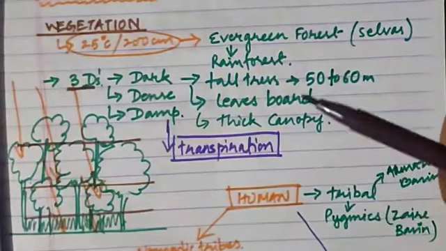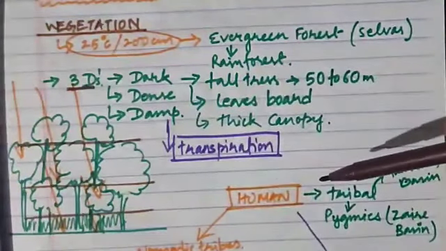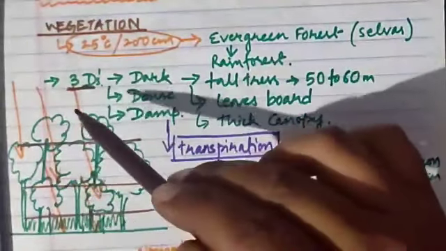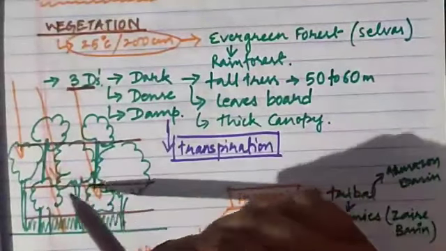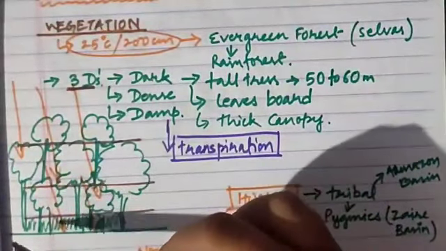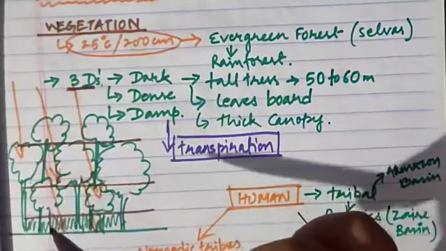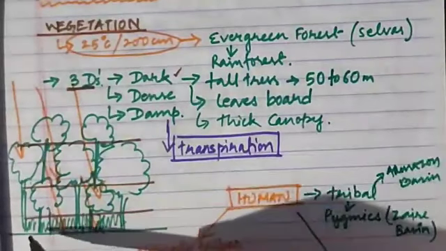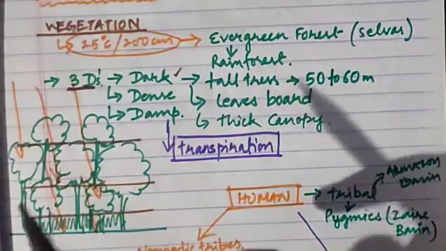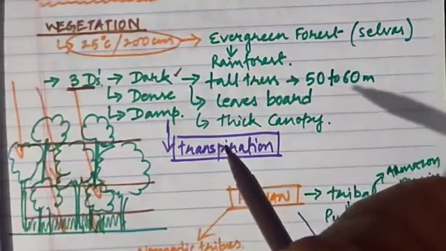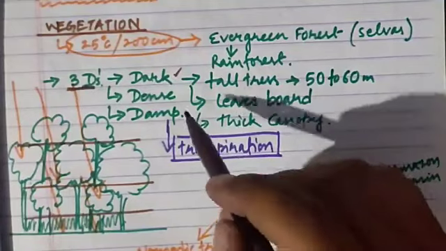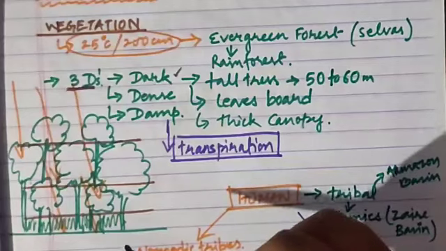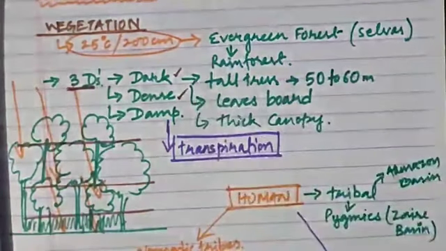Because of the dense structure or the thick canopy of this forest, the sun rays are not able to penetrate the forest properly. As a result, the undergrowth, because of the absence of sunlight, remains dark even during the daytime. Now the undergrowth of this forest is also very dense, which makes this forest impenetrable sometimes in some areas. Because of the thick undergrowth, the presence of climbers, creepers, shrubs, herbs, this forest is also very dense.